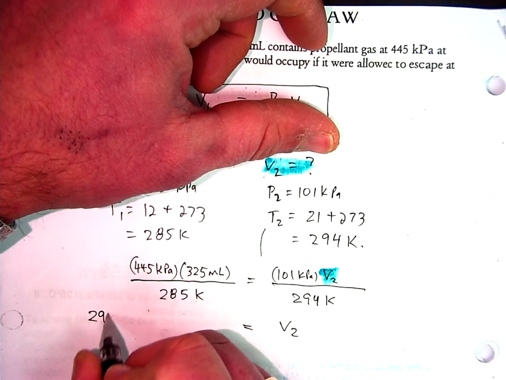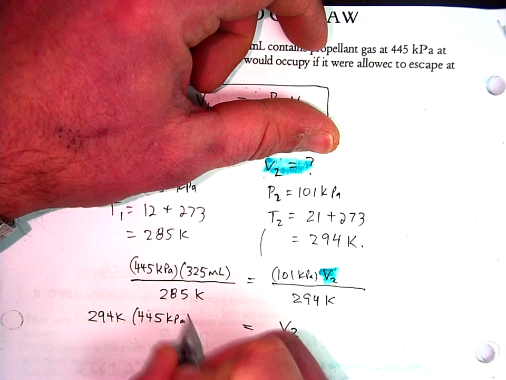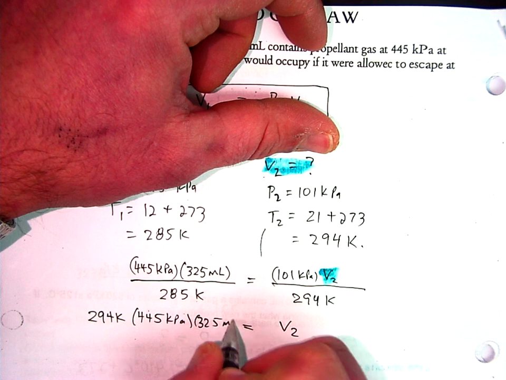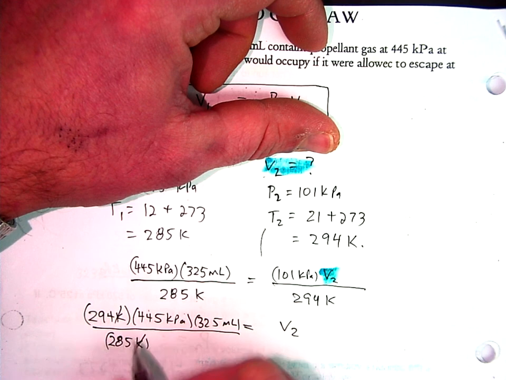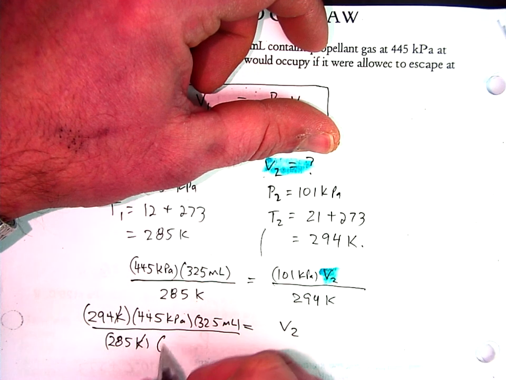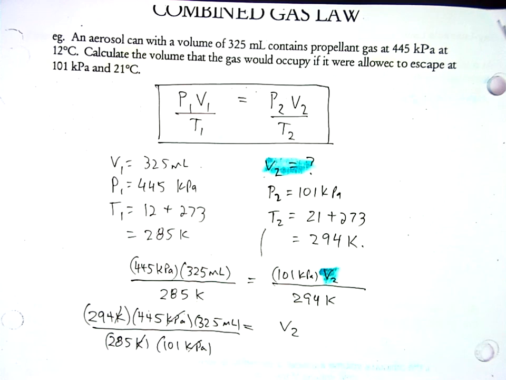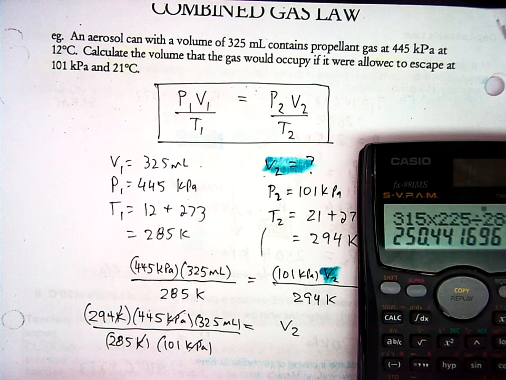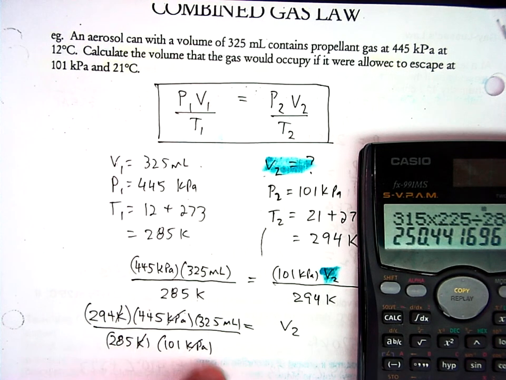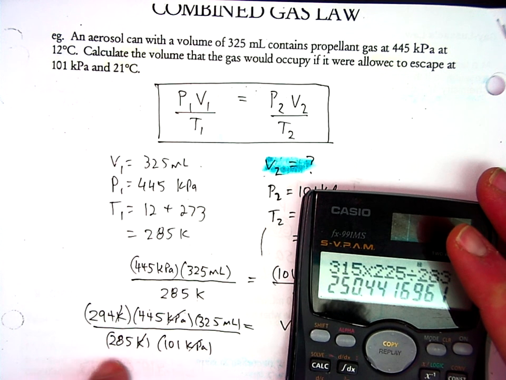So 294 Kelvin, 285 Kelvin. Those are canceling, and then this has to be divided by 101 kilopascals. They're the same units, so they cancel. If they aren't the same units, they don't cancel, so you can't actually get the answer. Okay? We've got everything all sorted out. I'm going to multiply the tops and then divide by the bottoms. Careful with the bottoms, though. You really want to make sure that you use brackets here when you do this.